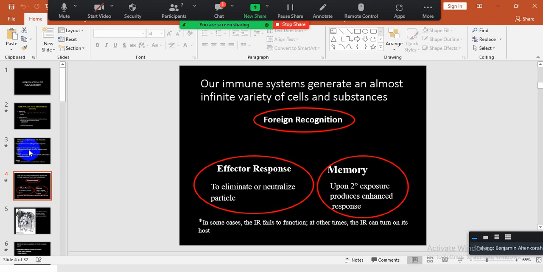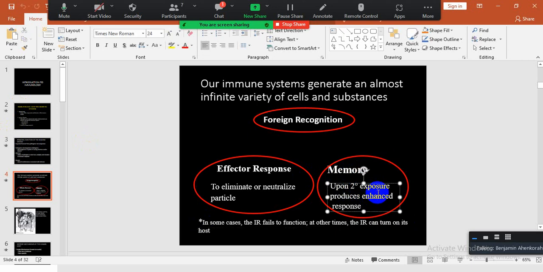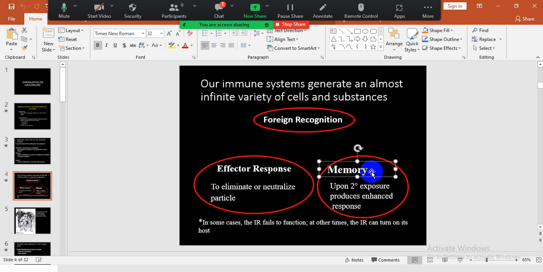Effector response is your body's or your immune system's ability to remove, eliminate, or neutralize a disease-causing agent or particle. Then, memory. What is memory? Let me narrate this. For instance, some of you took the six childhood killer disease vaccines, or those who have taken the coronavirus vaccine. If you didn't take the measles vaccine, when people are getting measles, you will get it, because your system is not prepared to fight measles.